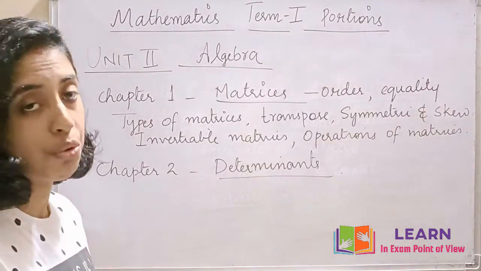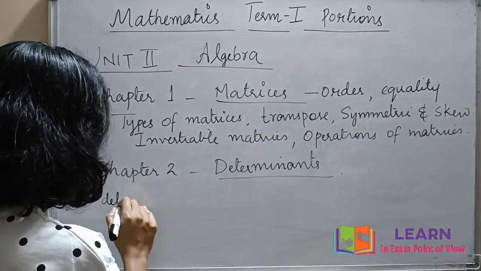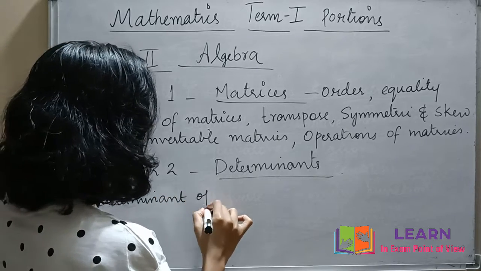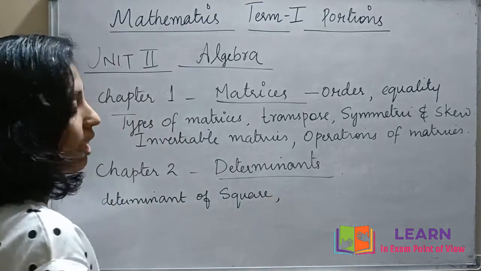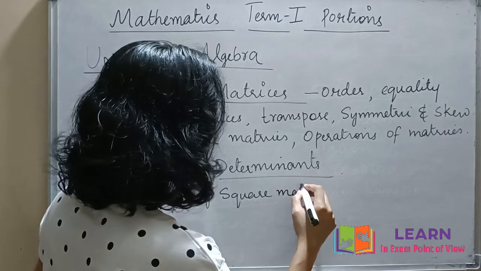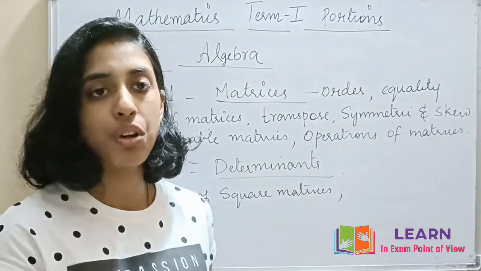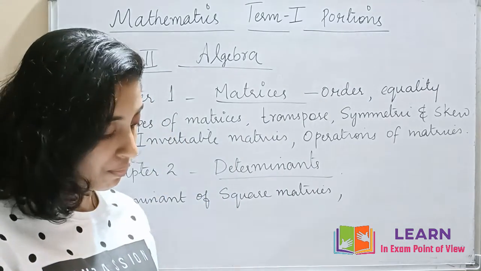Of course, you need to know how to find the determinant of a square matrix. Determinant you need to find of a square matrix, for 2 by 2 and also for 3 by 3.